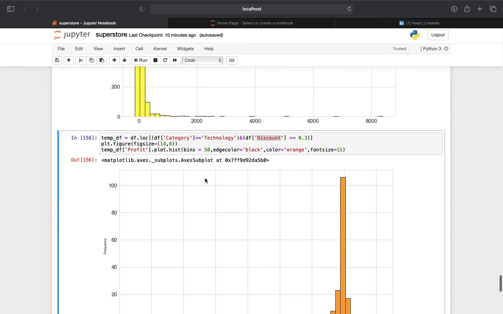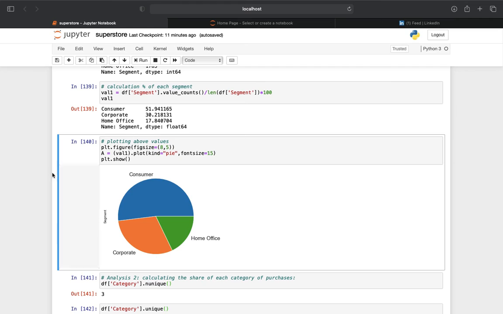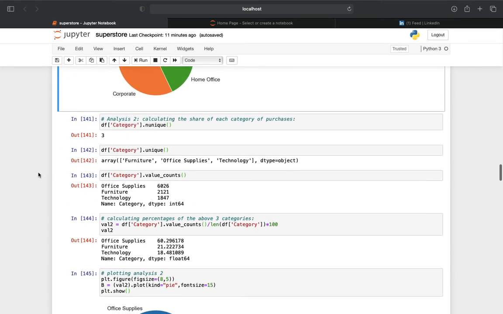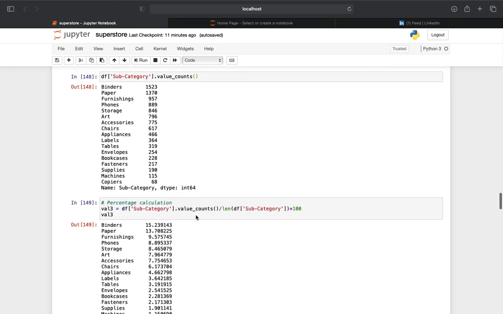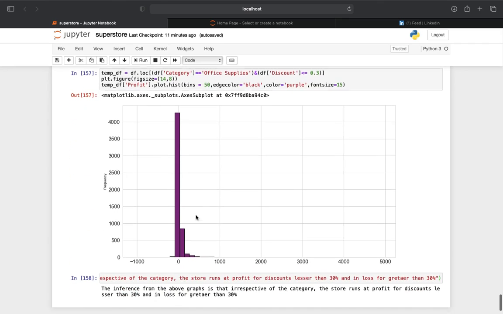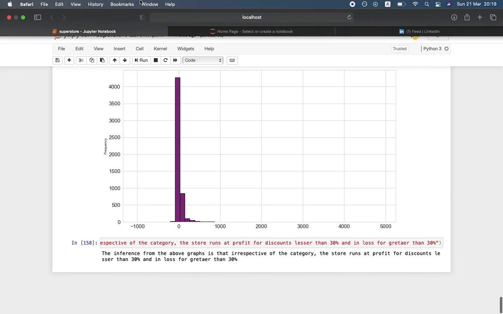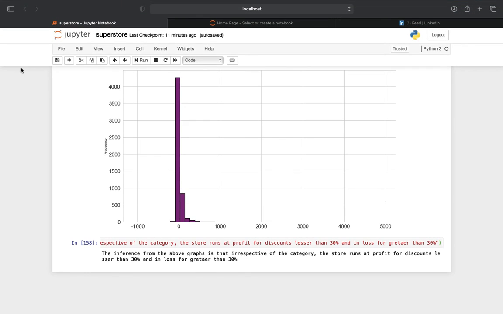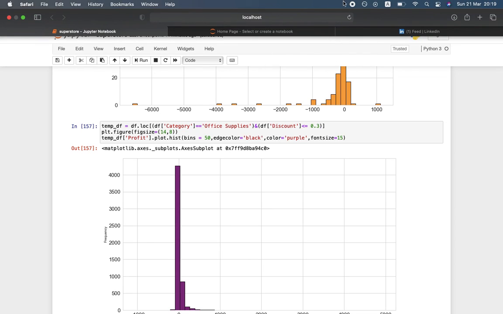So, these are my inferences: first, consumer seems to be giving more than corporate, which is a notable point, and office supplies seem to be giving most of the value to the company. The third point is that as long as you keep the discount under 30%, you will be able to make reasonable profits for both consumer and corporate segments, and you will be able to create useful resources for the company as well.